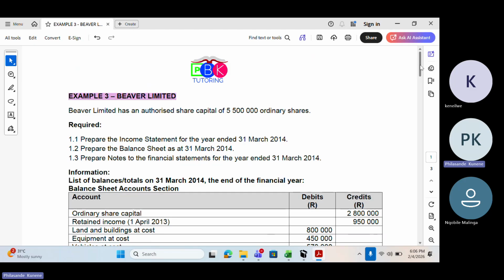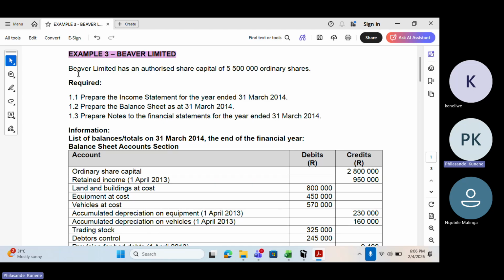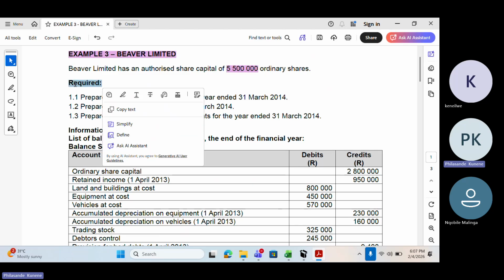Okay, so here with Beaver Limited, they're saying Beaver Limited has an authorized share capital of 5,500,000 ordinary shares. So these are ordinary shares that have been authorized. I told you before that authorized shares means that we cannot issue more than the shares that are authorized. We can only issue up until 5.5 million, not beyond that. It's not allowed according to the Memorandum of Incorporation and also the Companies Act, because since we're doing companies, we are guided by the Companies Act.